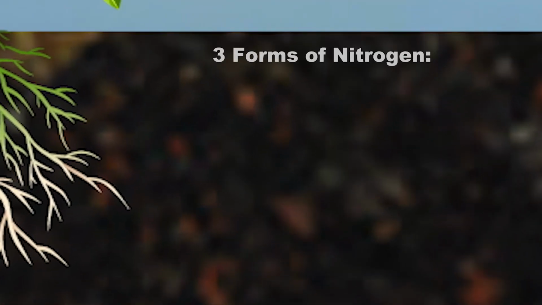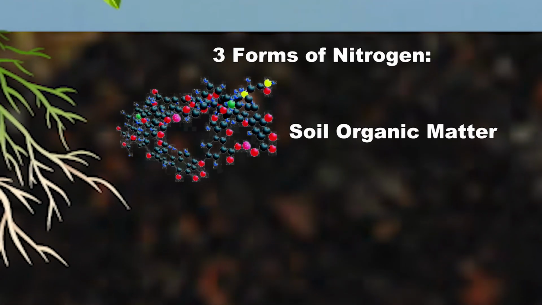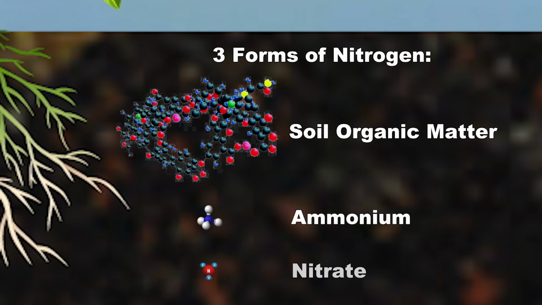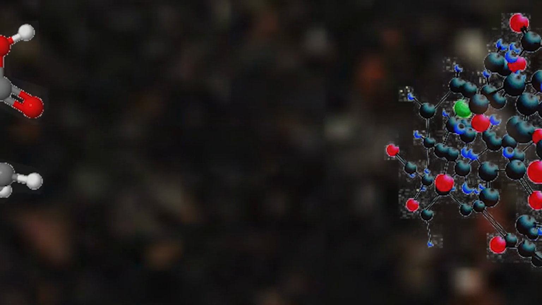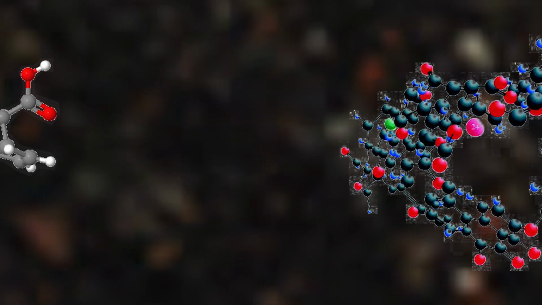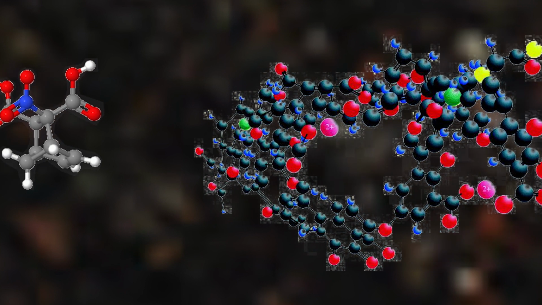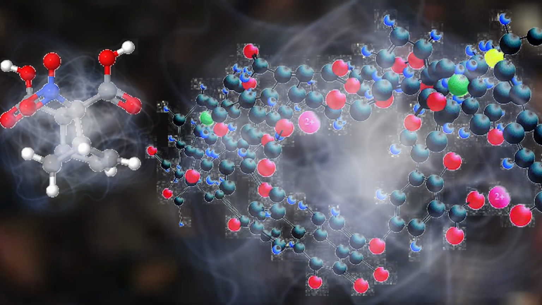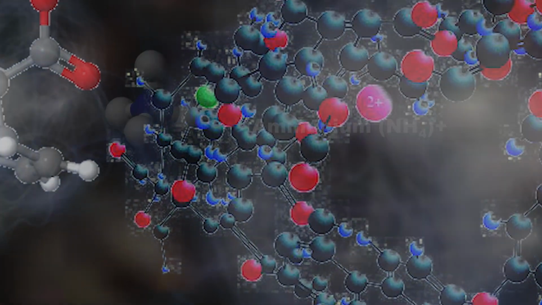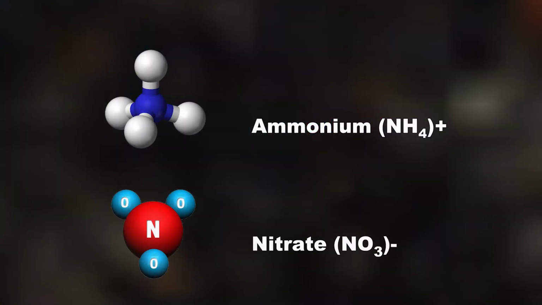These are basically the 3 forms of nitrogen in the soil: soil organic matter, ammonium, and nitrate. Soil organic matter is the nutrient storage bank in your soil. In the short term, organic matter nitrogen is tied up in big, complex organic molecules that are not immediately available to plants. But over time, this organic matter breaks down and provides a steady supply of ammonium and nitrate to the soil and the tomato roots.